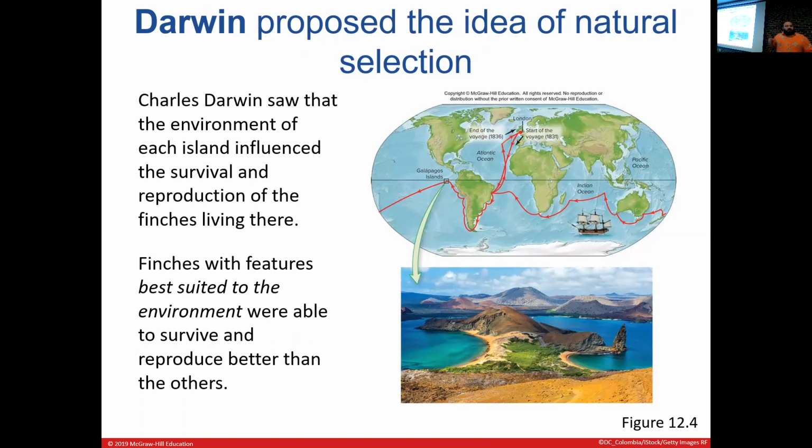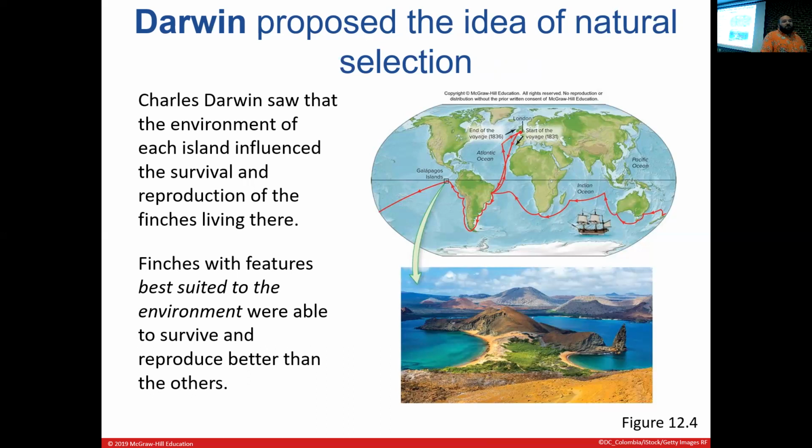Now, Darwin saw that the environment of each island influenced the survival and reproduction rates of the finches as well. And thus the finches with features best suited for the environment were better able to survive and reproduce than others. And as a result, he called this natural selection, that survival of the fittest that we keep on mentioning.